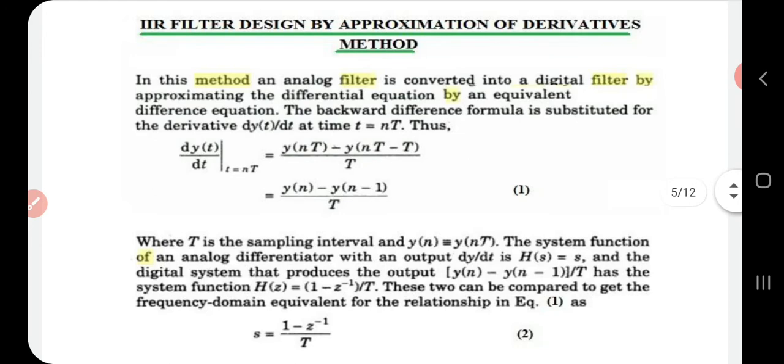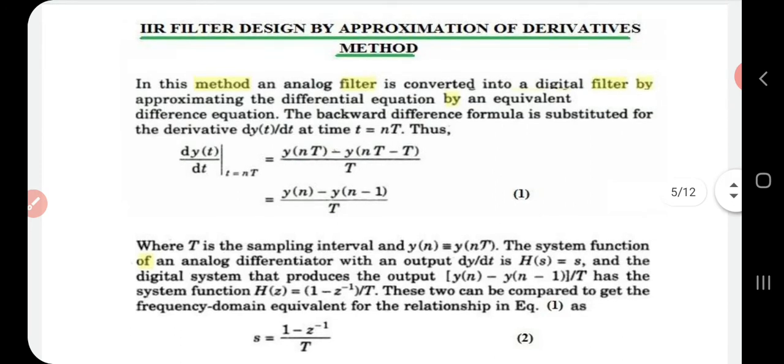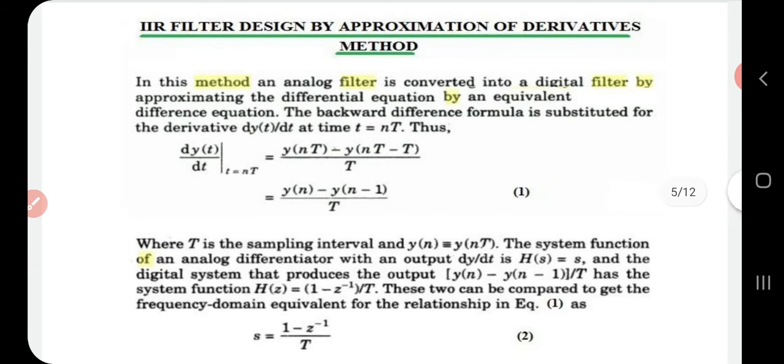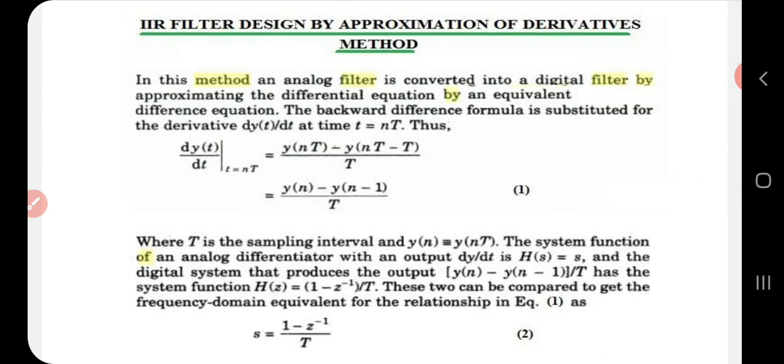I think it is in class 3 that I have described all these methods of designing IIR filters from analog filters, just a brief paragraph. So I think this also I have discussed briefly in class 3. You can go to class 3 to see the brief version of this particular method. But from your exam point of view, a more detailed version is required. So for your exam, you can study this one. Okay. So how to design an IIR filter by using the approximation of derivatives method.